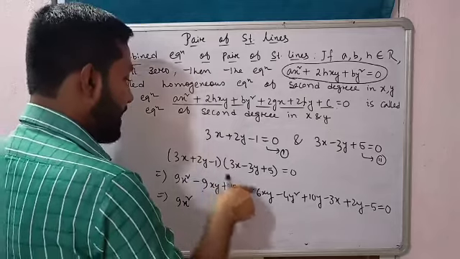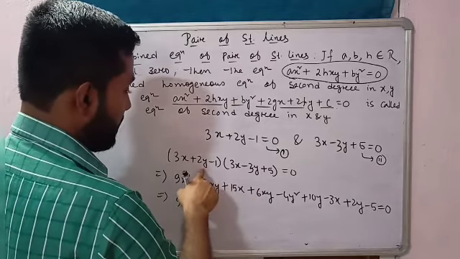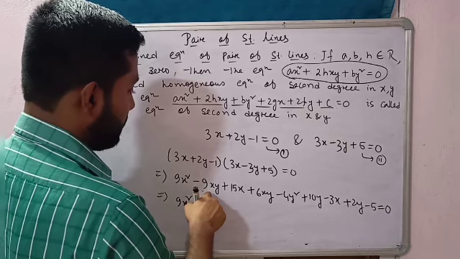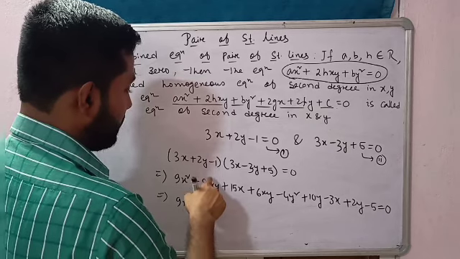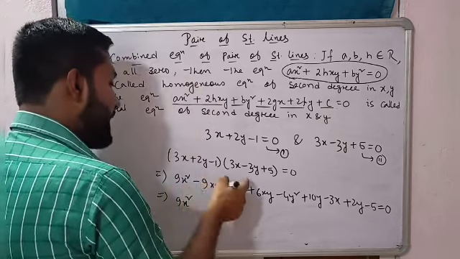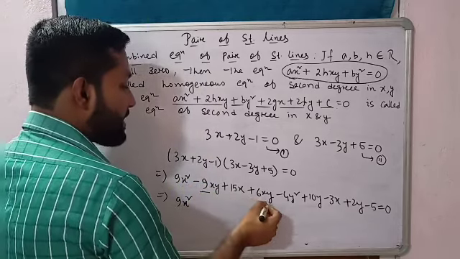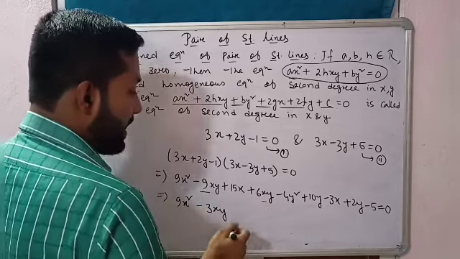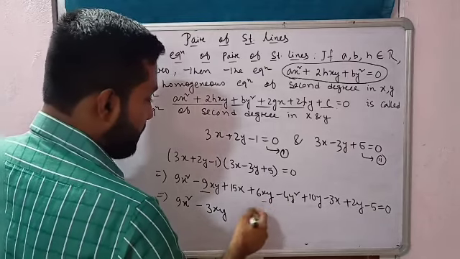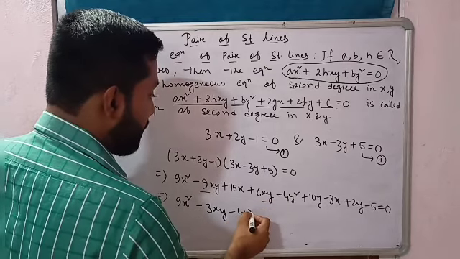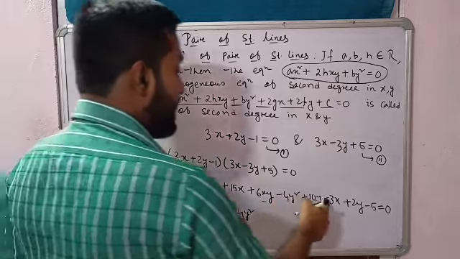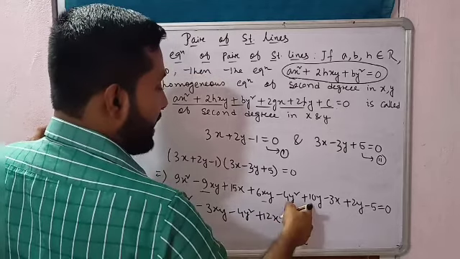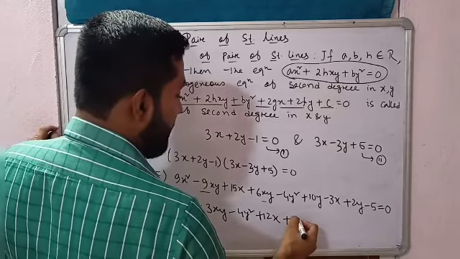9xy और ये माइनस 6xy. Okay, so 9x square minus 9xy plus 6xy, that is minus 3xy, then minus 4y square, 15x minus 3x, that is 12x, 10y plus 2, that is 12y.